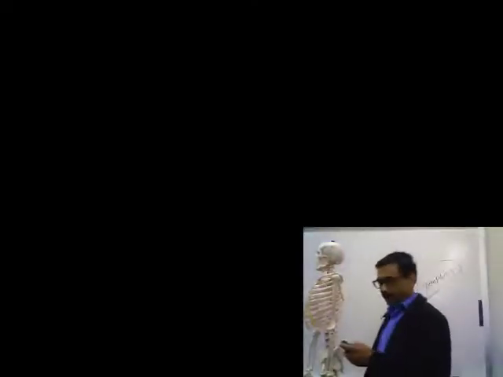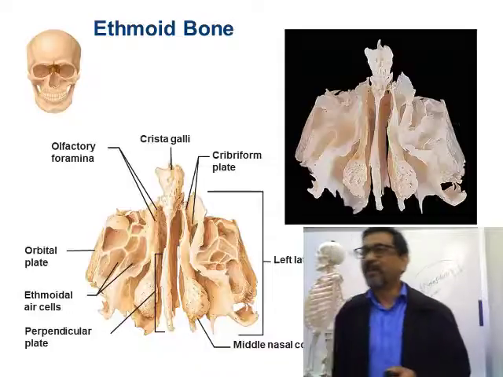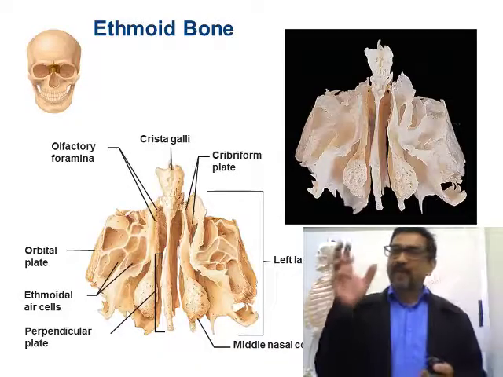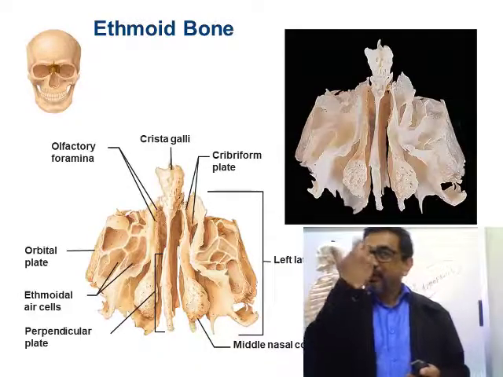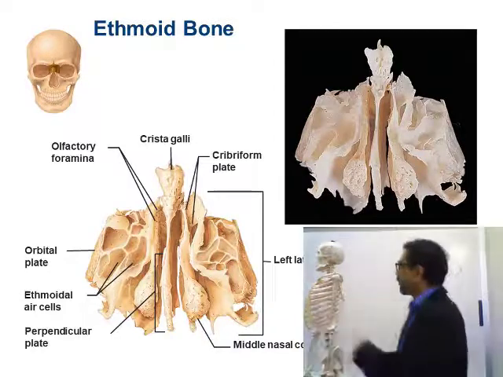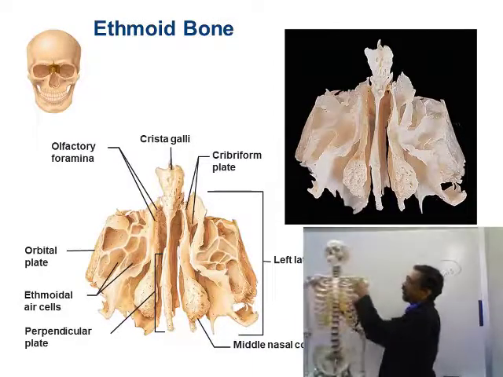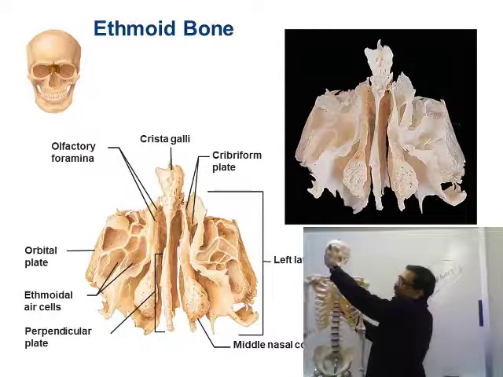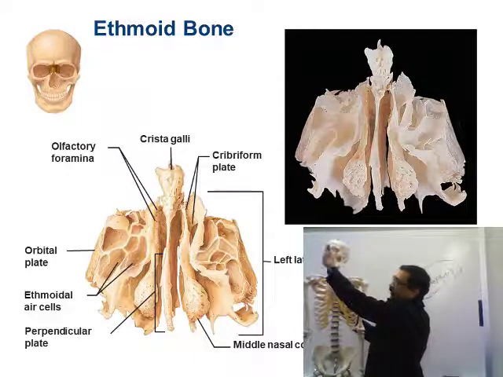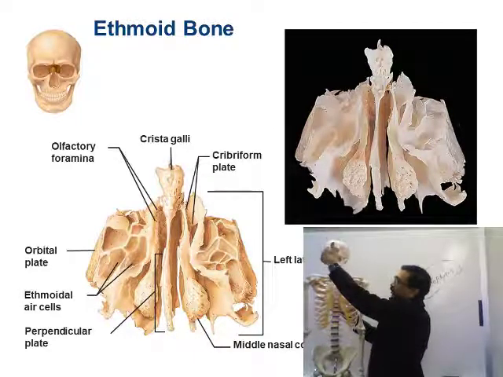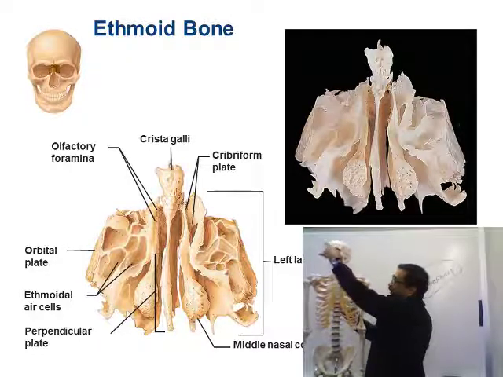This is the ethmoid bone. The ethmoid bone is difficult to see because most of it is inside the nose. So from outside you can only see a small part, which I showed you when you looked at the front view of the skull. Here, only a small part you can see, but most of it is inside here.